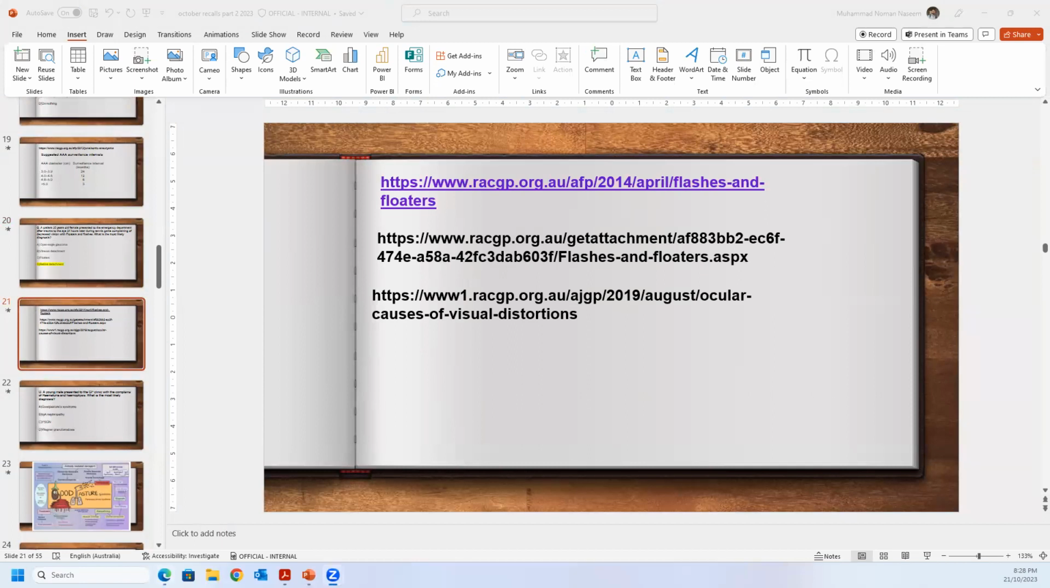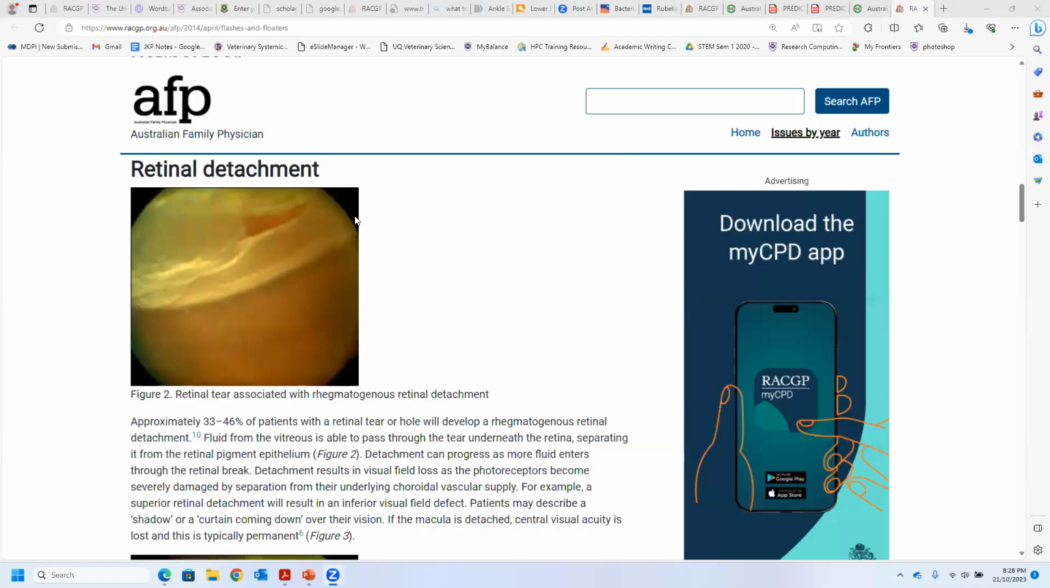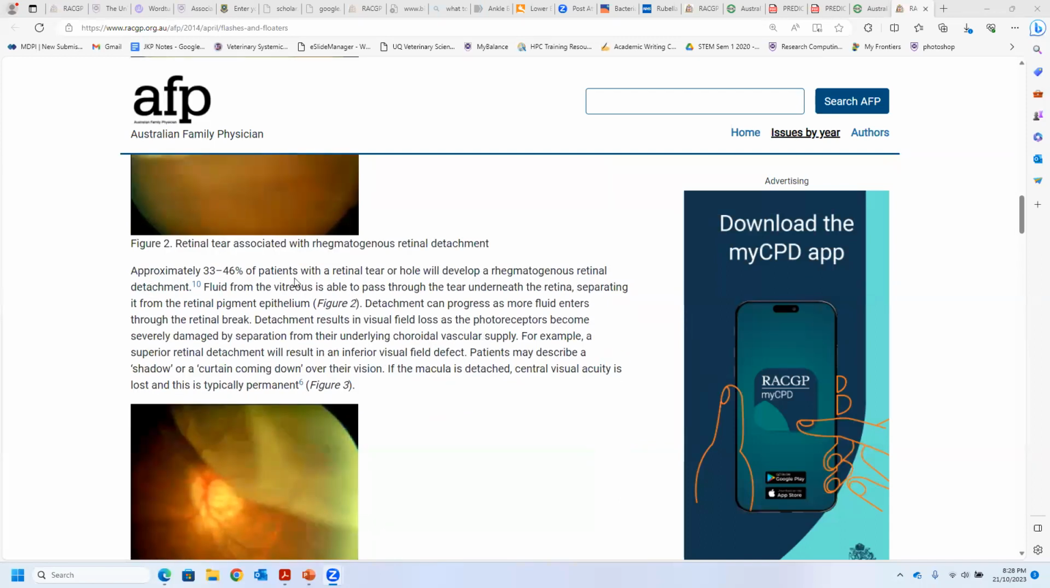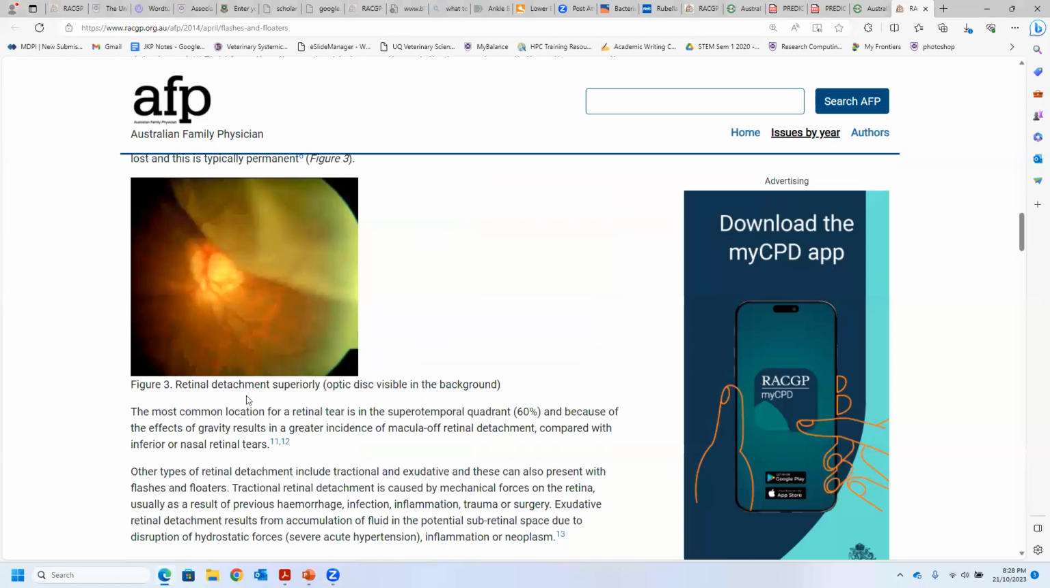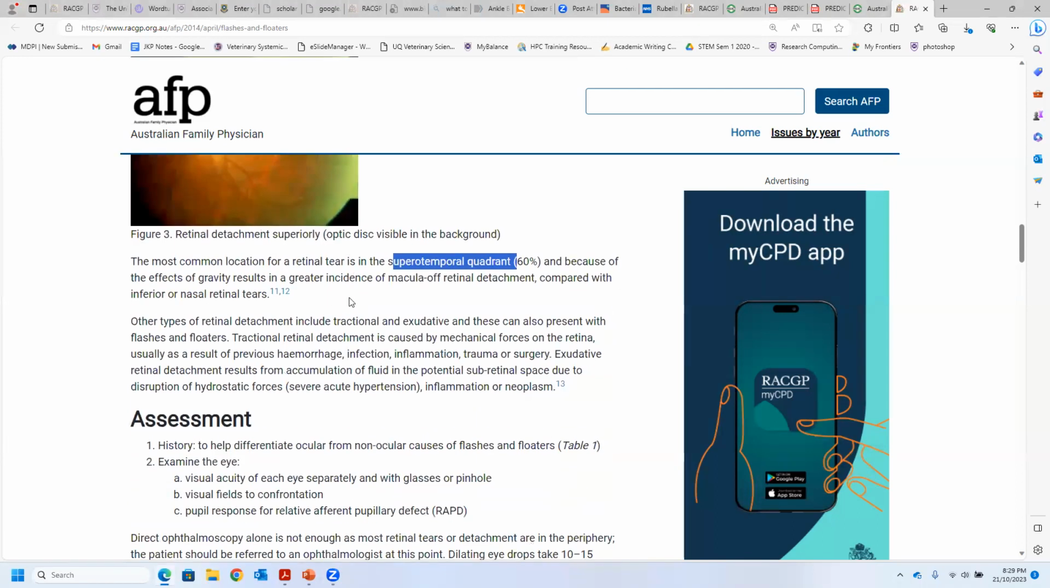Okay, look over here. Retinal detachment. This is how it looks in fundoscopy. What are the symptoms? The patient describes a shadow or a curtain coming over their vision, and if the macula is detached, then central visual acuity is completely and permanently lost, and they also have floaters and flashes. The most common location is the superior temporal quadrant, this one. And because of the effects of gravity, that's why the patient complains of the curtain drop.